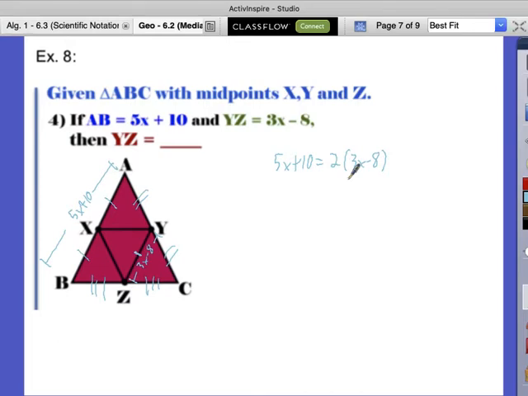Well, okay, so when you get to here, when it's 21x equals negative 26, when you divide by the negative 1.